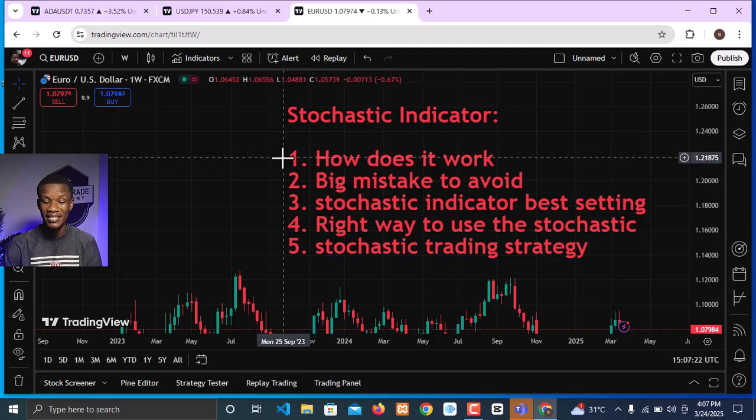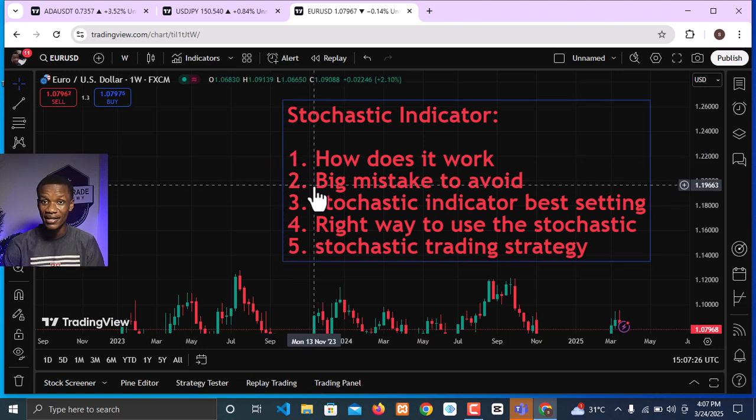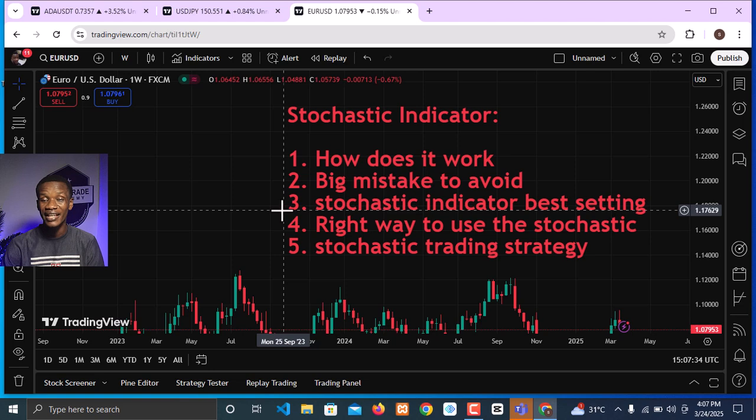Stochastic indicator secret strategy. In this video, I'll walk you through this very indicator. The first thing is how it works, and the next thing is the big mistake that people make when using the stochastic indicator, and you need to avoid this mistake. The third thing is the stochastic indicator best setting.